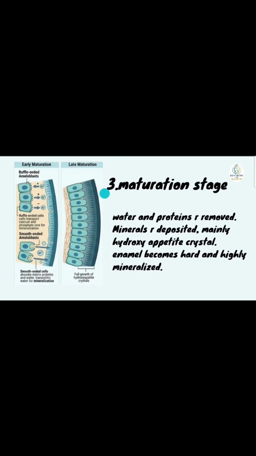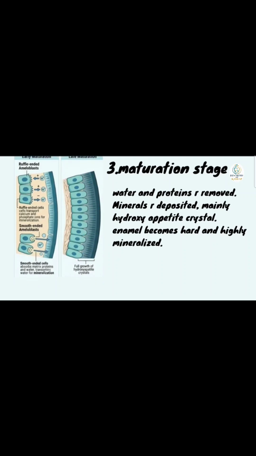In the maturation stage, you can appreciate the early maturation stage and the late maturation phase. In early maturation, you can see the ruffle border, and in late maturation, you can see the smooth border. The ruffle border is basically exchanging calcium and phosphate with the matrix, the proteins you produced in the previous slide. In this slide, you can appreciate that it is re-engulfing, or reabsorbing, water and protein, not minerals, and the minerals are deposited here. You can appreciate that crystals are elongated, and these are basically enamel crystals. These are ameloblasts, and these are enamel crystals, well mineralized, well matured.